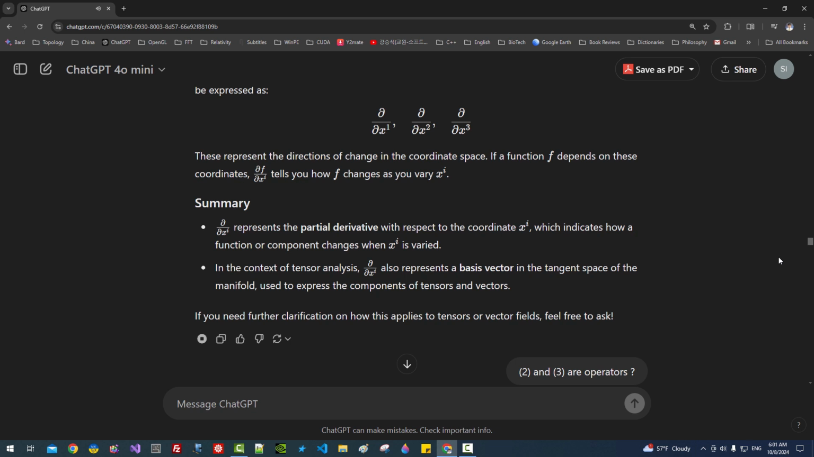In the context of tensor analysis, ∂/∂x^i also represents a basis vector in the tangent space of the manifold, used to express the components of tensors and vectors. If you need further clarification on how this applies to tensors or vector fields, feel free to ask.